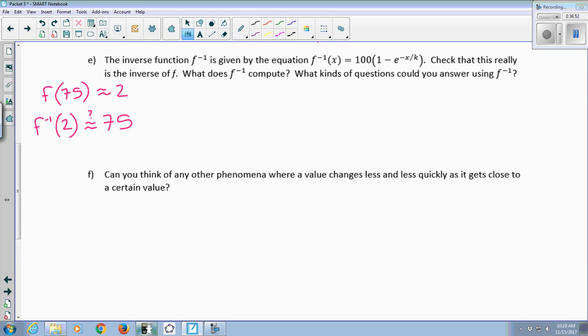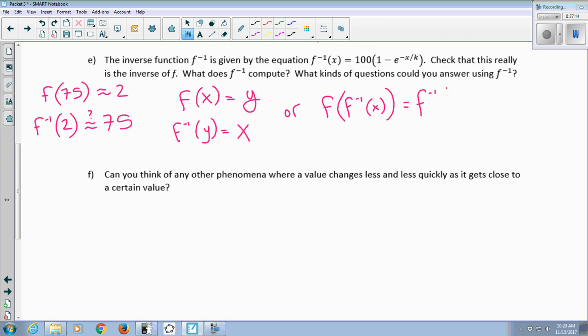Technically, we should check that this works for every single x. We should check that if f of x equals y, then f inverse of y should always give me x, the round trip. Or alternatively, f of f inverse of x equals f inverse of f of x equals x, that you always get the round trip. I'm not going to do it out. And any other phenomena where a value changes less and less quickly as it gets close to a certain value, I'll let you think about that on your own.